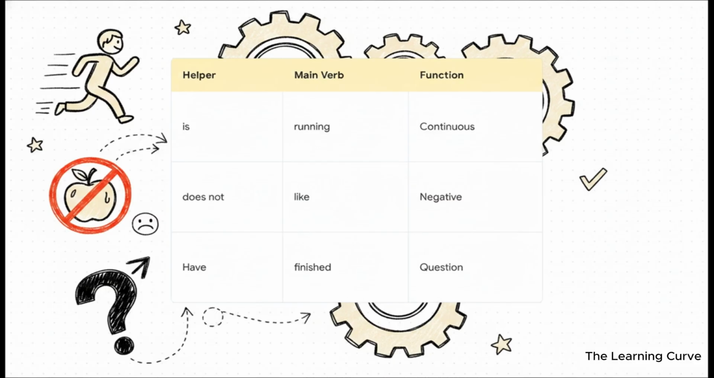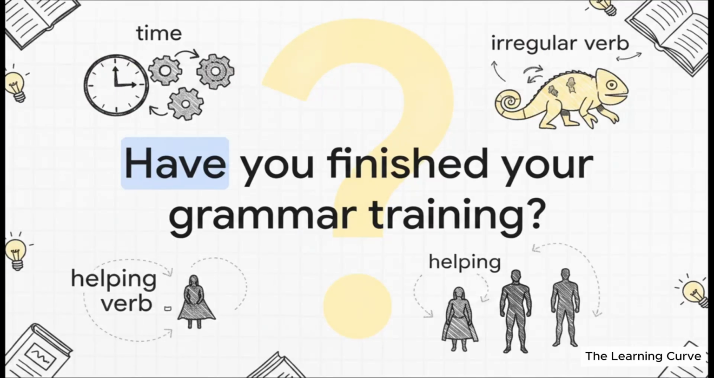And to form a question out of the statement you finished, we bring in have right at the front. Have you finished your homework? The helper verb partners directly with the main verb to unlock these entirely new meanings and structures for us. The whole shebang just clicks together. So I've got to ask, have you finished your grammar training? Notice what I did there. I perfectly utilized the have helping verb rule you just learned to ask you that question. Now, while grammar training is never truly finished, there's always more to explore, right?